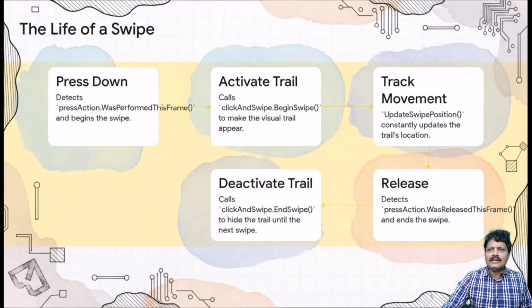Okay, so check this out. This is the entire life of a single swipe, step by step. First, your game detects that press action and knows the swipe has begun. Instantly, it tells our click and swipe script to make the cool visual trail appear. Then, as you move your finger, it's constantly updating where the trail is. And finally, the game detects the release and poof, the trail gets hidden away. It's just a really clean, simple and super effective little system.